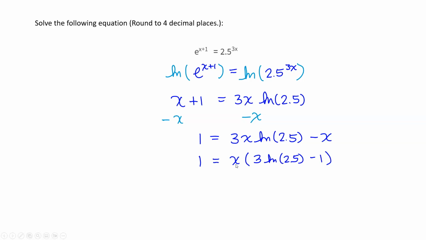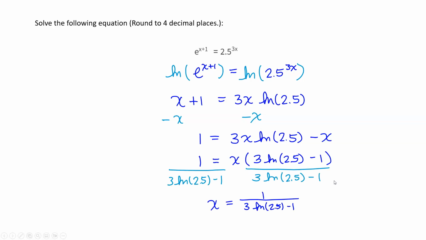So this is the same thing as having x times the quantity, 3 times the natural log of 2.5 minus 1. All of this expression is just a number. So I have some number times x equaling 1. To isolate x, I would divide both sides by this number. So I'm dividing both sides by 3 times the natural log of 2.5 minus 1. So x is going to be 1 over 3 times the natural log of 2.5 minus 1.